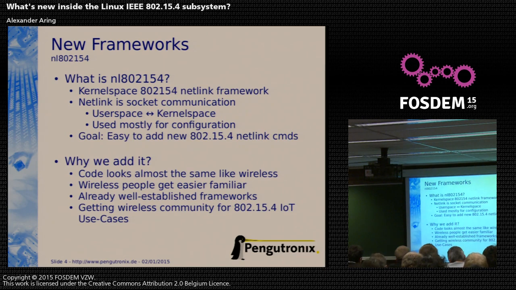And why we added this: the code looks almost the same as wireless, so wireless people get familiar more easily. And it's already a well-established framework. We hope to get more of the wireless community from 802.11 to 802.15.4 for IoT use cases. That means you don't need to put 802.11 transceivers into each smoke detector or such, which costs more and uses more power. Then you can also use 802.15.4.